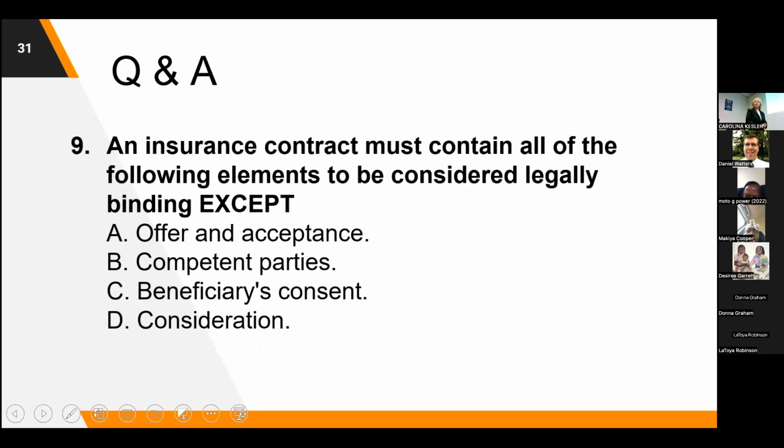An insurance contract must contain all the following elements to be considered legally binding, except: offer, acceptance, competent parties, beneficiary's consent, or consideration. Exactly. A beneficiary doesn't have to give consent. You don't even have to tell them they're a beneficiary if you don't want to, right? That's right.